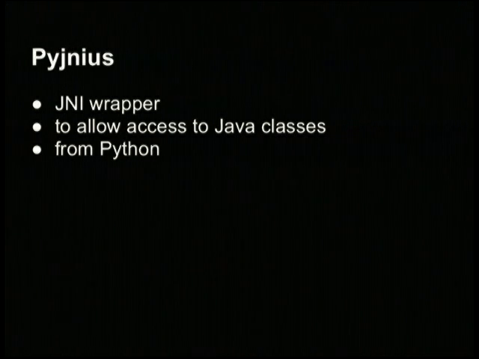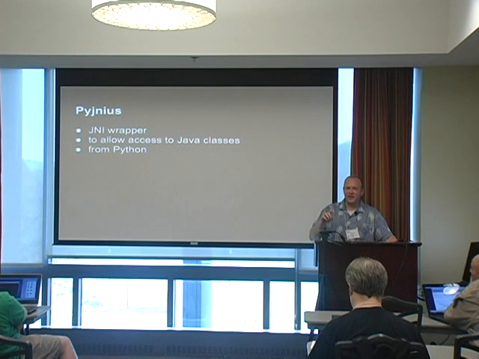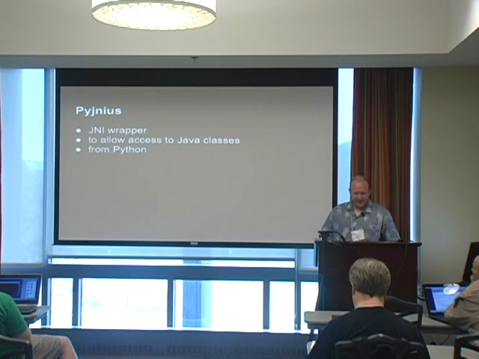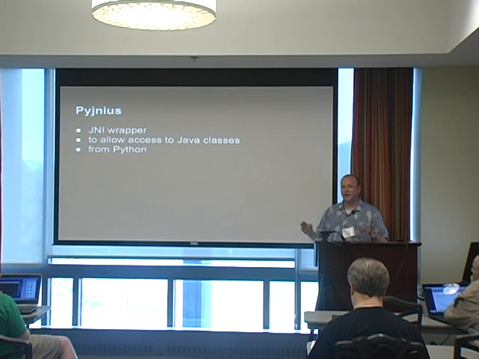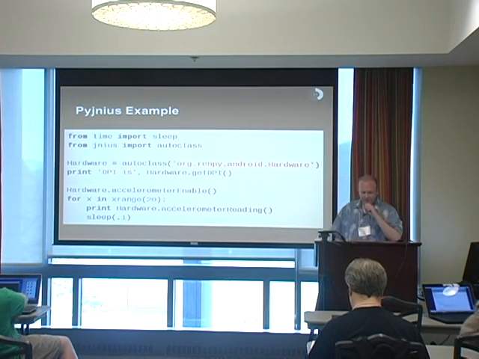So PyJNIus is another Kivy project that takes the Android APIs. It actually takes Java, and you wrap your Java classes with a Python class, and then you can just call it from regular Python. This is sort of before Plyer existed. This was how you would do Python on Android, through PyJNIus. And it lets you get at anything you need to do on Android through Python. So we'll look at an example here.